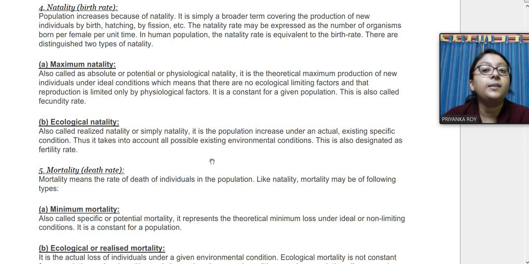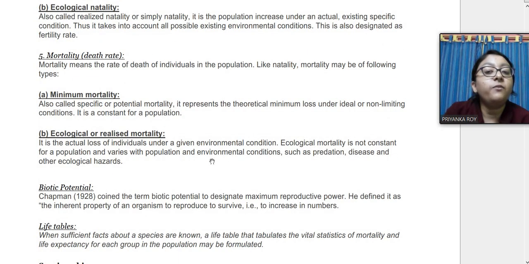In that case, we have a natality or birth rate which is quite lower than the absolute or maximum natality. That lower, actual observed natality is known as ecological natality or realized natality. That takes into consideration all the environmental factors, all the internal and external factors that control the birth rate. And just the reverse is happening in the case of mortality or death rate.